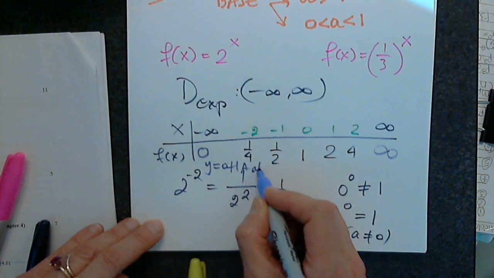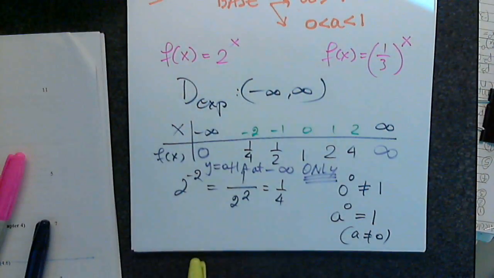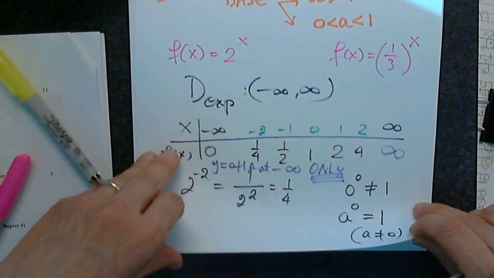Horizontal asymptote at negative infinity only. We have never seen this before. All our rational functions had the same horizontal asymptote at both ends. This one does not. Okay, so we are ready to graph it.